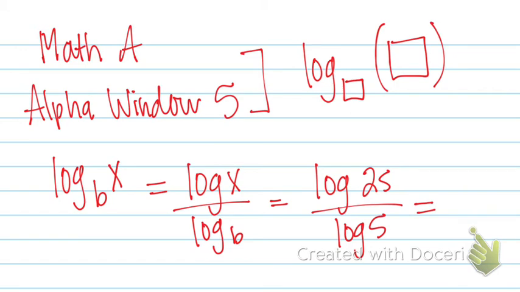Just using log, LOG. Everybody see LOG on their calculator? LOG 25 divided by LOG 5. You should still get 2. You got to close your parentheses, yes. Always close your parentheses.